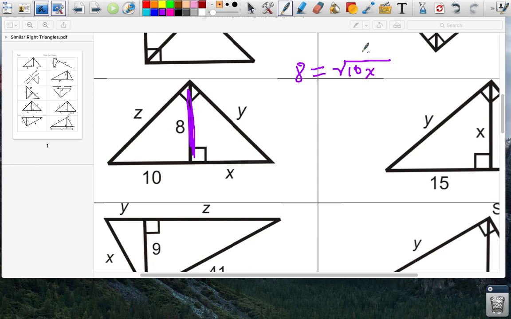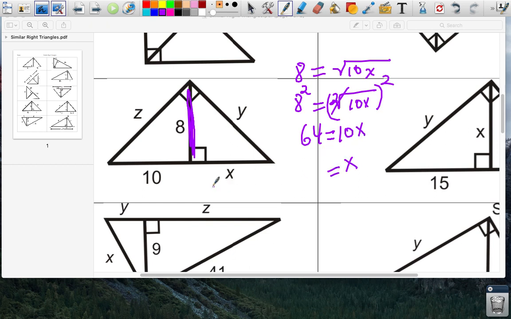Now, can I get rid of the radical? Yes, now you know the trick. To get rid of the radical, we're going to square both sides, and take this 10x and raise it to the second power as well. 8 squared is 64. And if we square that, the radical goes away, giving us 10x. Divide both sides by 10, and we get that x is 6.4.